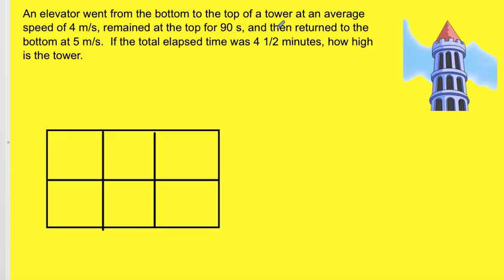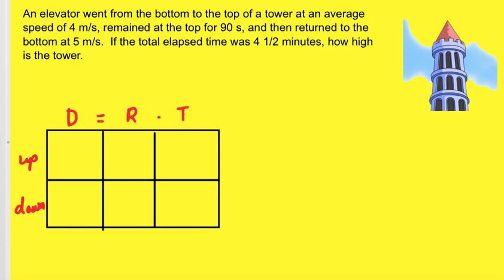So here goes. An elevator went from the bottom to the top of a tower at an average speed of 4 meters a second. It remained at the top for 90 seconds and then returned to the bottom at 5 meters a second. I like to use charts with d equals r times t. So I've got going up and going down, and I label what I've got going on.